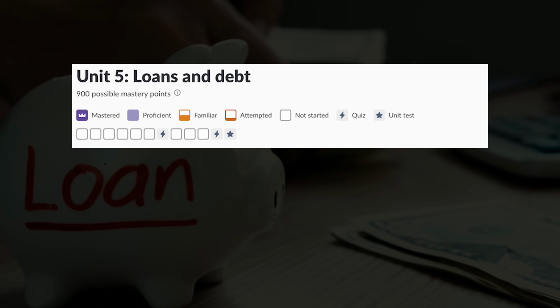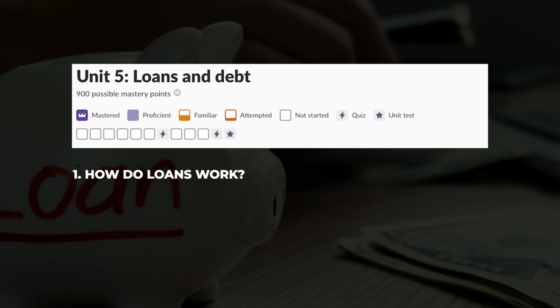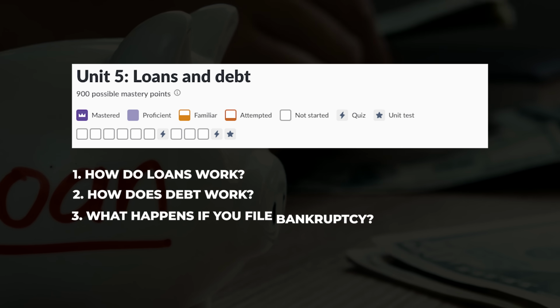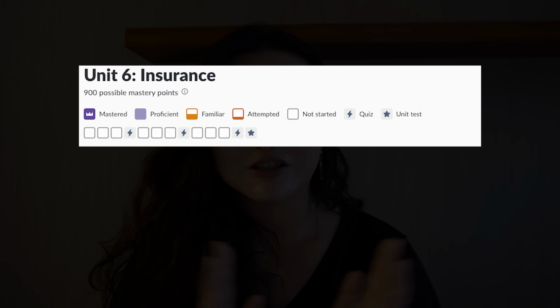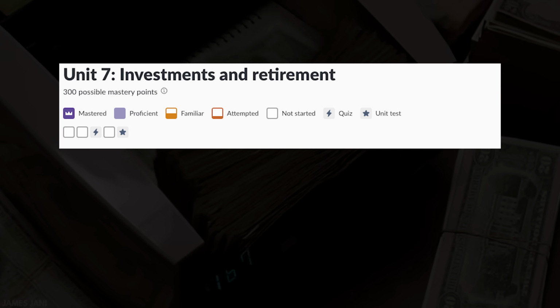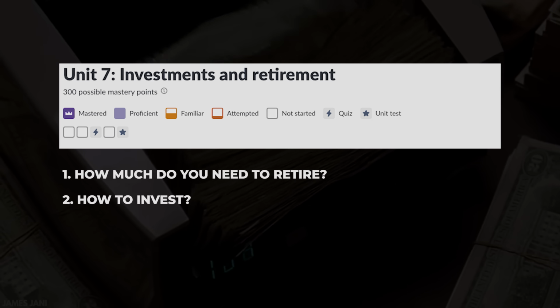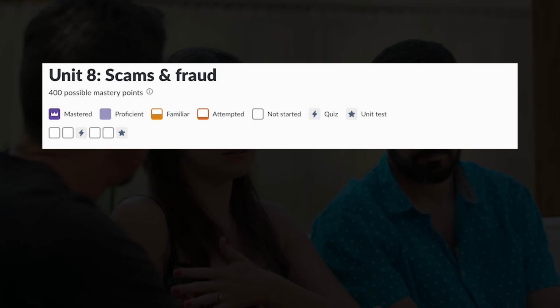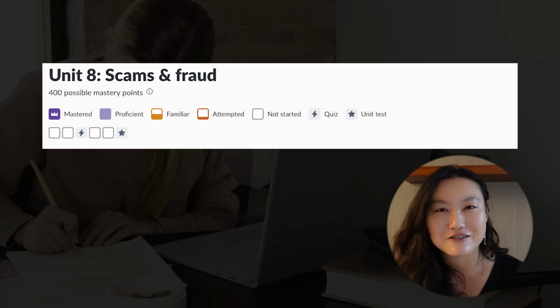Then we're going into loans. How do loans work? How does debt work? What happens if you file for bankruptcy? Unit 6 is on insurance. Unfortunately, lots of things can go wrong in life, and there are lots of types of insurances to try to deal with that. Unit 7 is on investment and retirement. How much do you need to retire, and how do you invest? Then we're moving on to scams and frauds. There are many trickeries in life that you should be aware of. People trying to steal your money. Then taxes. No need to say more.